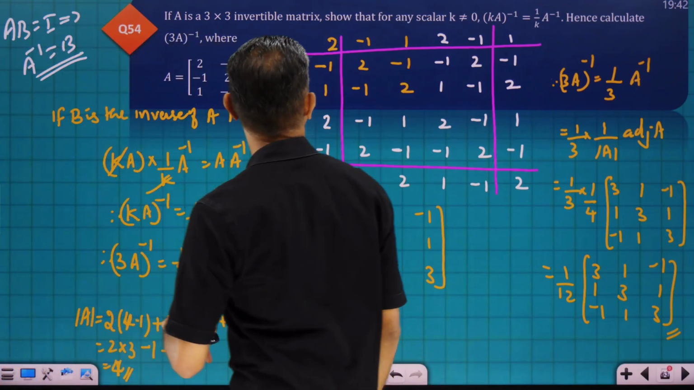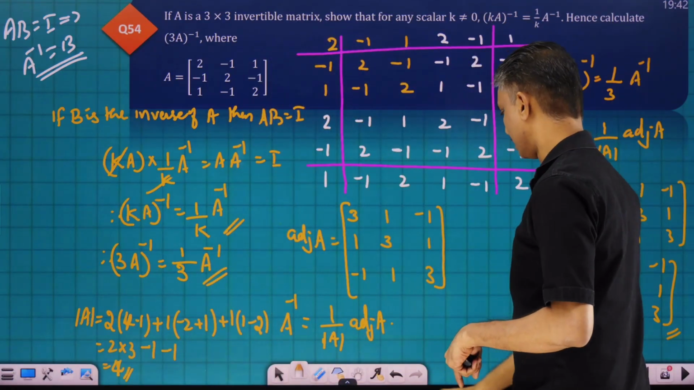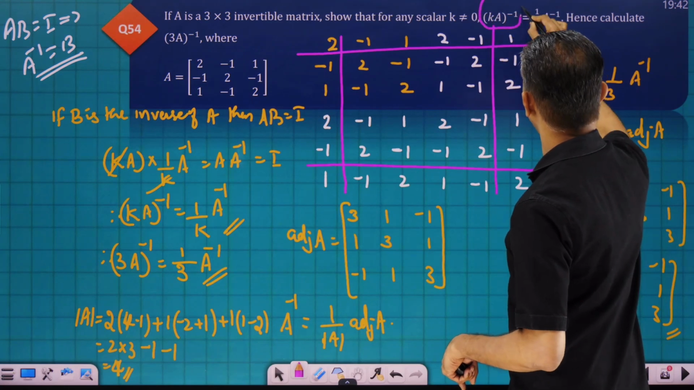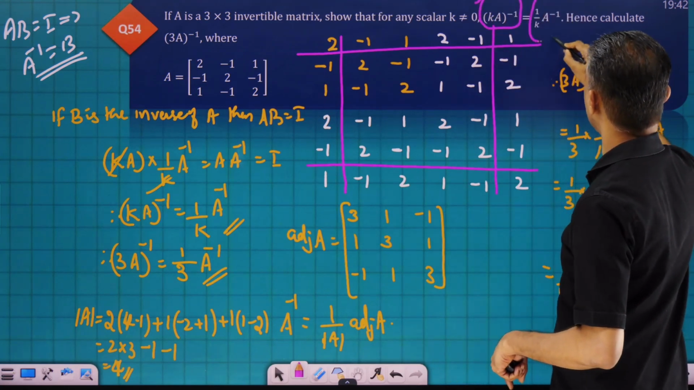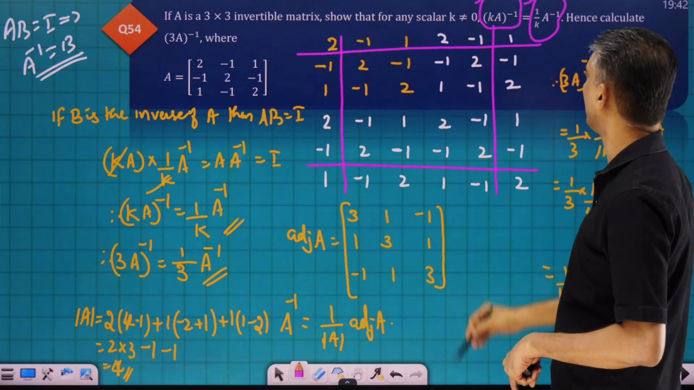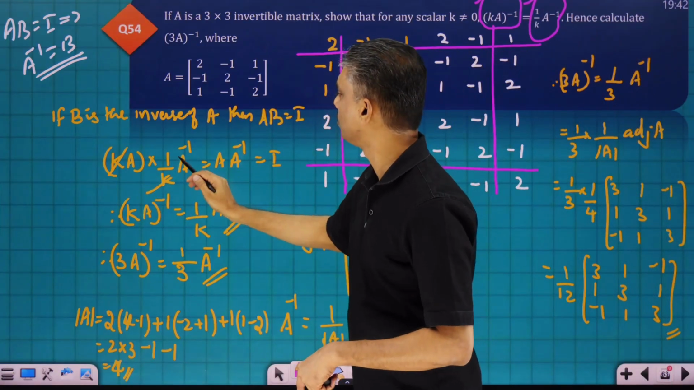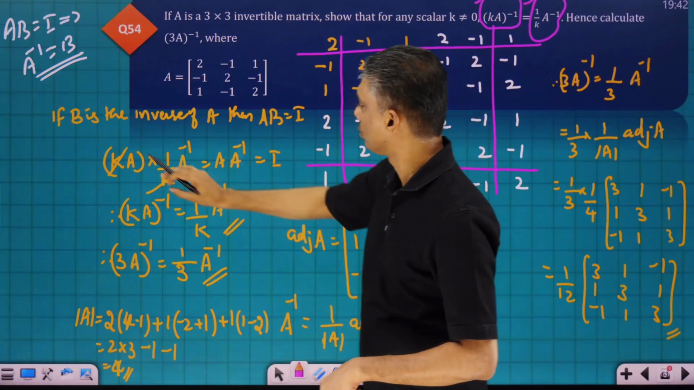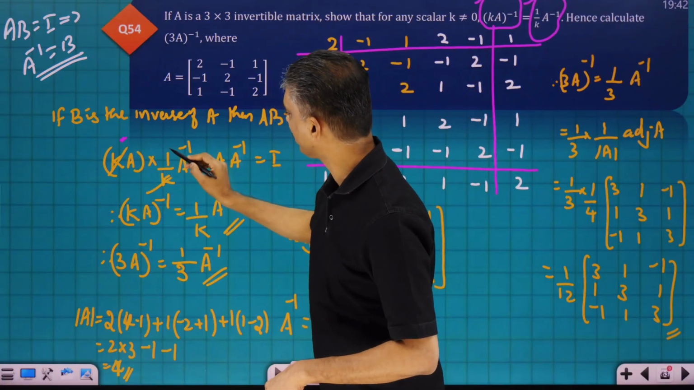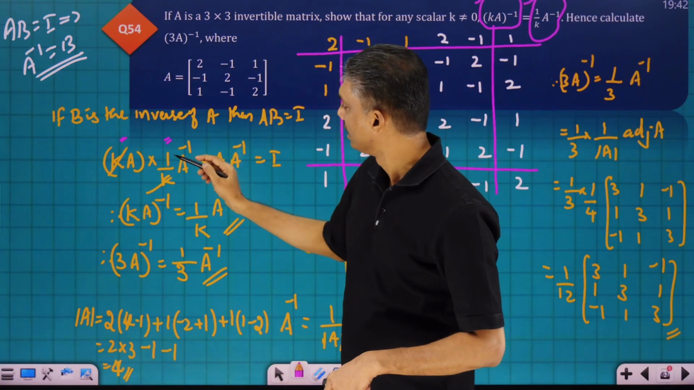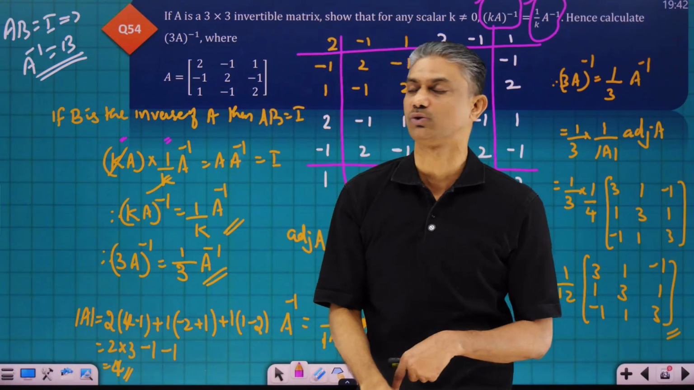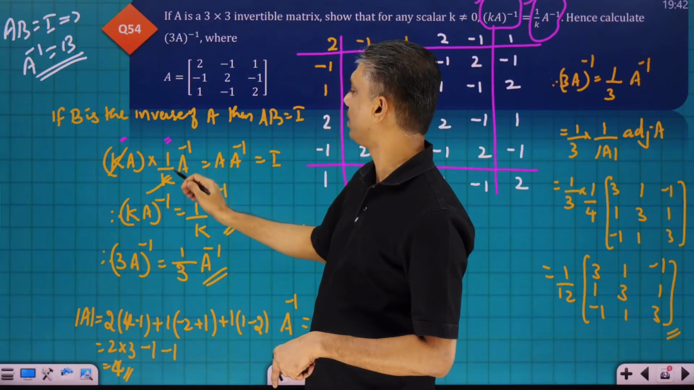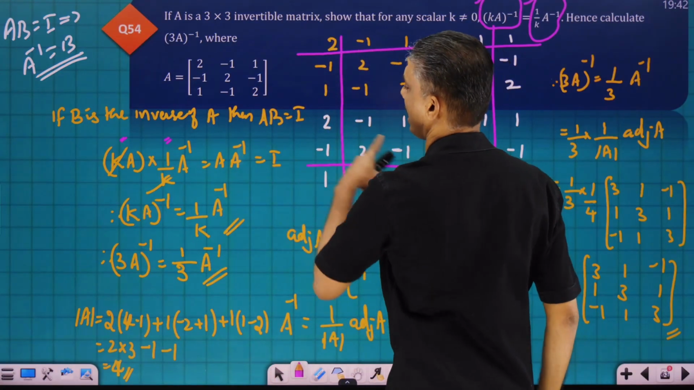So, I want to show that the inverse of the matrix kA is equal to 1 by k into A inverse. How will you prove that? kA into 1 by k into A inverse is what? k gets 1 by k, then A into A inverse is equal to I. So, this matrix into this matrix is equal to I, which means the second matrix is the inverse of the first one. A into B equal to I means A inverse is equal to B. So, kA into 1 by k into A inverse is equal to I.